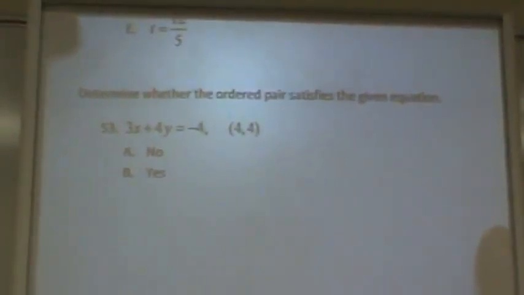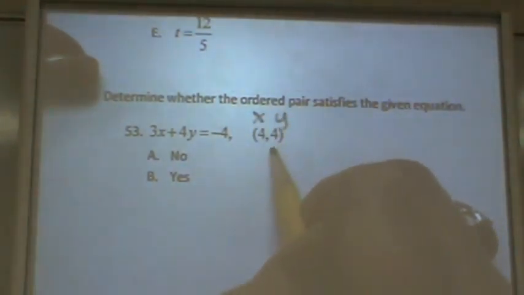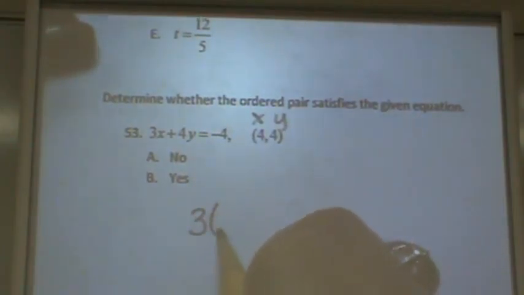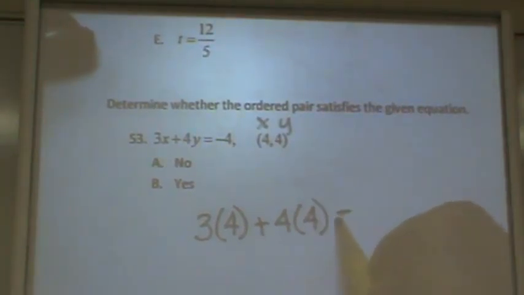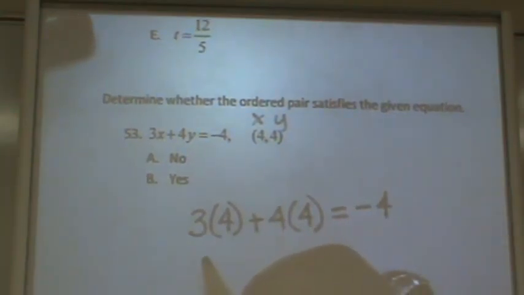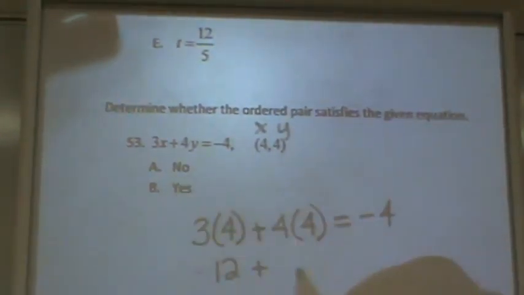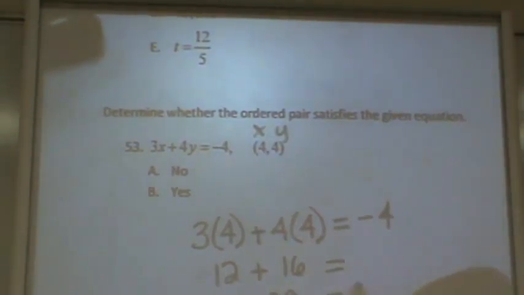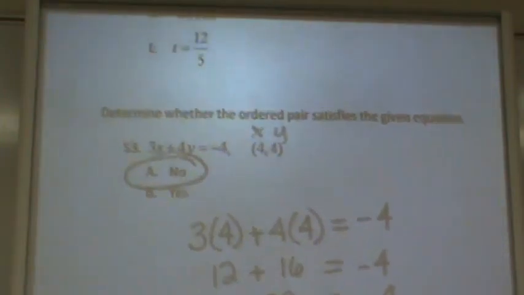53, state whether or not this ordered pair is a solution to this equation. This is your x value, this is your y value. You're gonna plug 4 in for x, and 4 in for y, and ask yourself, and I can tell you right now, this is not gonna work because when we add two positive numbers, we end up getting a bigger positive, not a negative. So 12 plus 16 is 28, not negative 4. So I'm gonna say no, that does not satisfy that line.